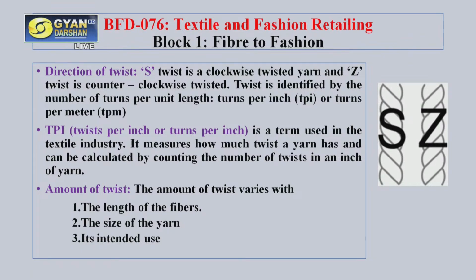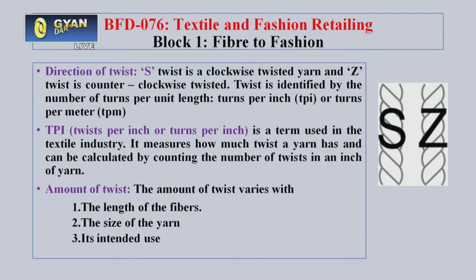Then the TPI, that is, the twist per inch or turns per inch in any yarn, is a term used in the textile industry to identify the amount of twist given in a particular yarn, and the direction used, whether it is S twist or Z twist. So it measures how much twist a yarn has and can be calculated by counting the number of twists in an inch of yarn.